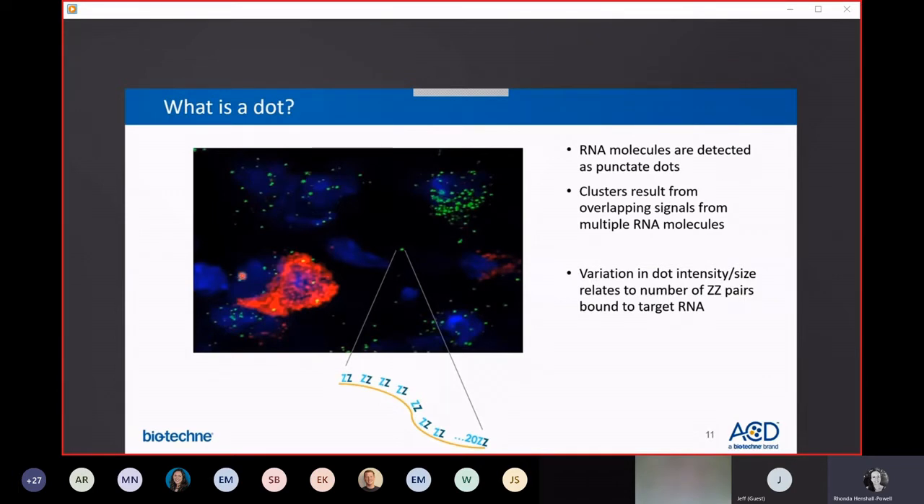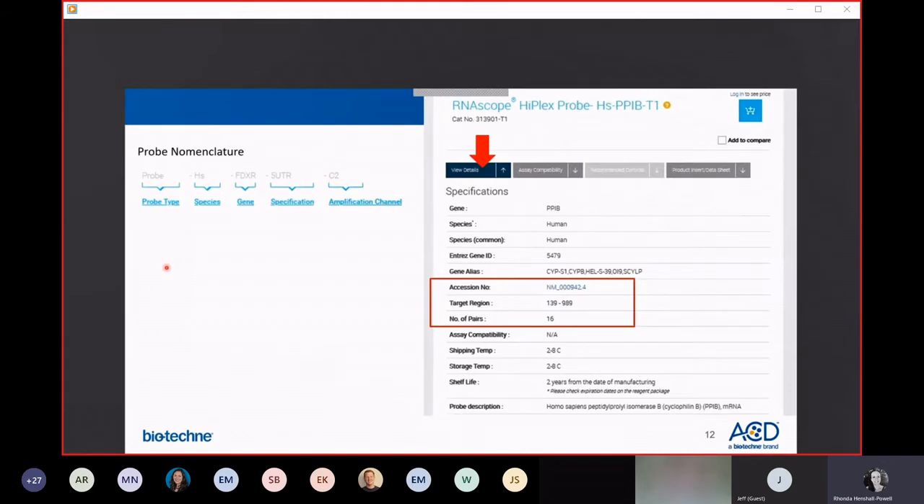And then sometimes if you have a high enough expressing gene, the dots all pile up on top of each other and start to form this more clustered signal appearance. So depending on the level of gene expression in a sample, the probe readout can look quite different.